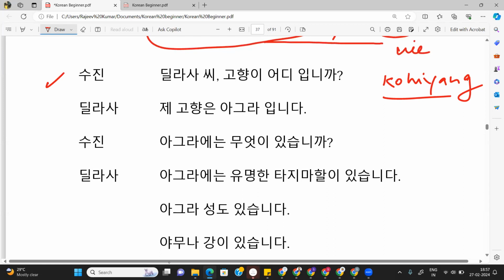Dilasha si Kohyang. Kohyang gom. Koyangi. Yes. Kohyangi odi. Imnida. Correct. Okay.